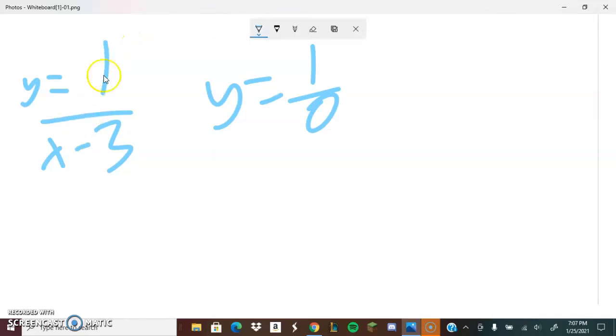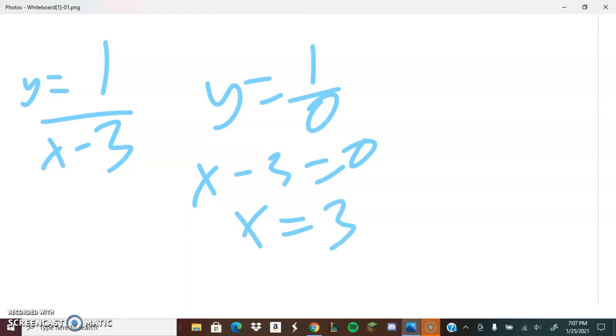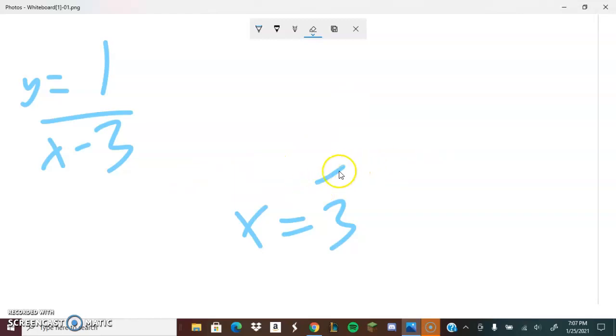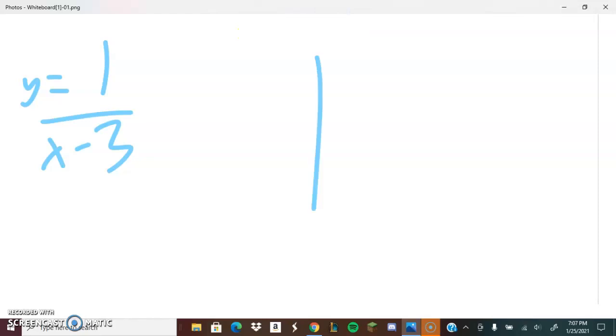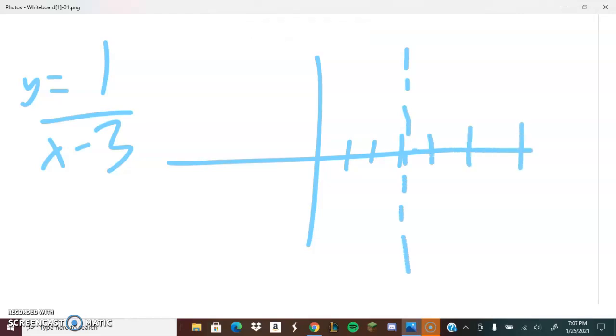Because in this equation, 1 over x minus 3, the only way we could not get an output is if we were to divide 1 by 0. And to get that, we can set our bottom equal to 0, and we would get x equals 3, and that is our asymptote. An asymptote is basically an imaginary line restricting the movement of our graph. So basically, our graph cannot cross this point at x equals 3.